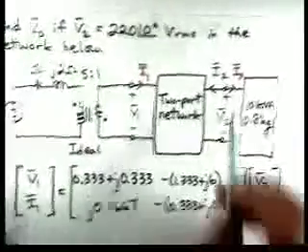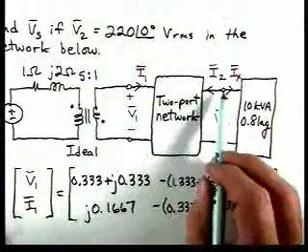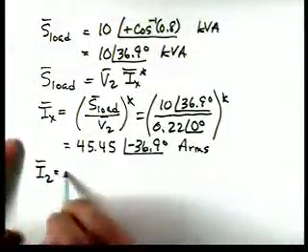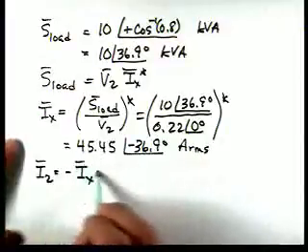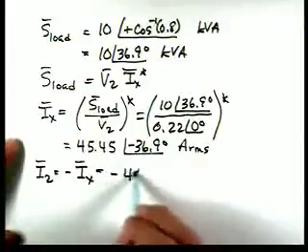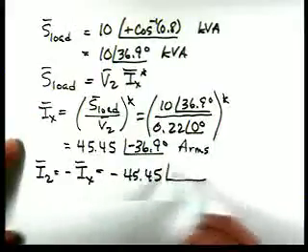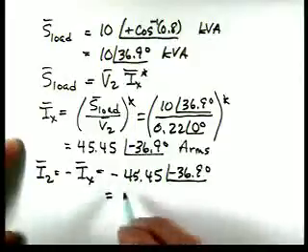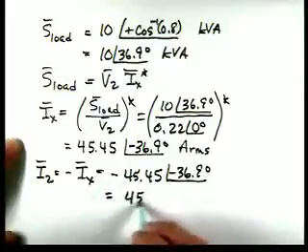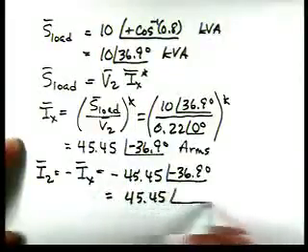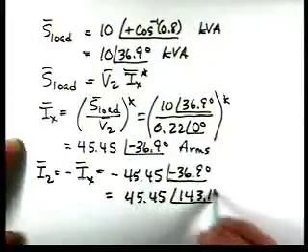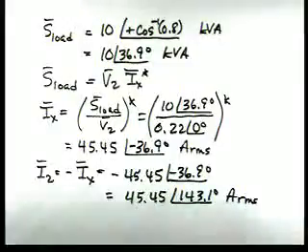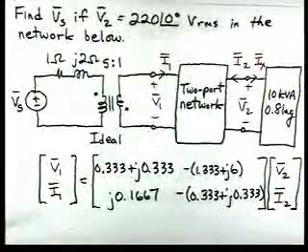We can see from the diagram that I2 is a negative Ix. So that's minus 45.45 at an angle of minus 36.9. If we move the minus sign in, we can do that by adding 180 degrees to the phase. There's I2. So now we know I2 and V2.